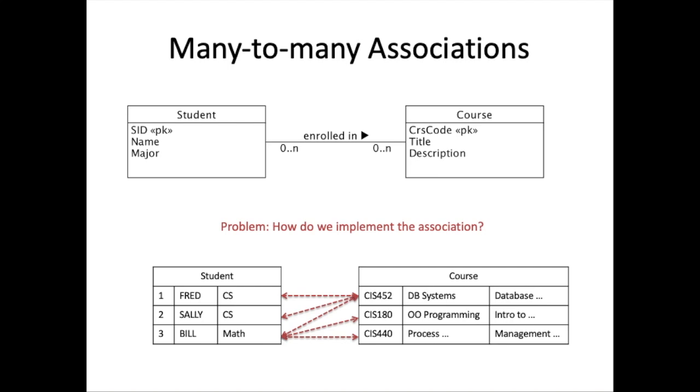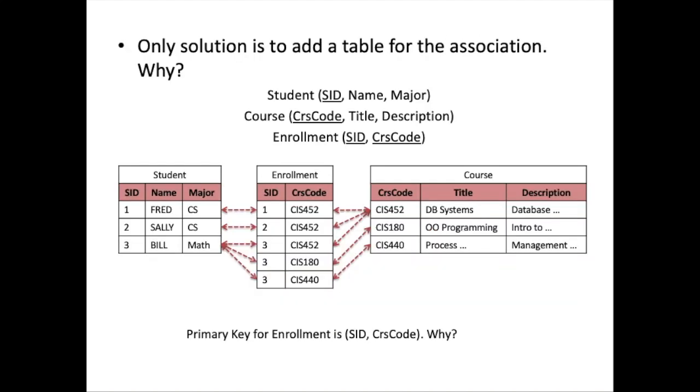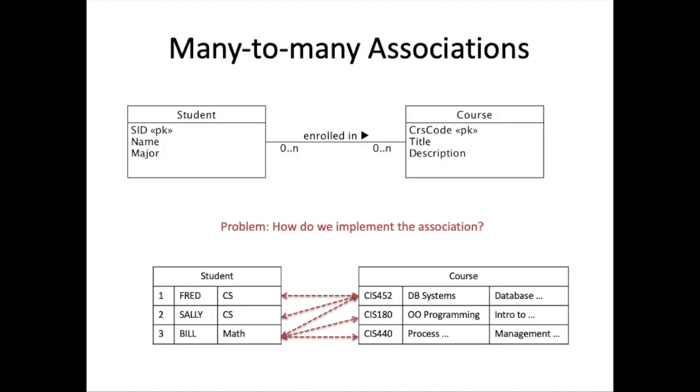So now we've got to think about, how can we implement that association? And I guess we can think about the same kinds of solutions as before. Can we put everything in one table? No, for the same kinds of reasons as before, because each student can be associated with multiple courses.